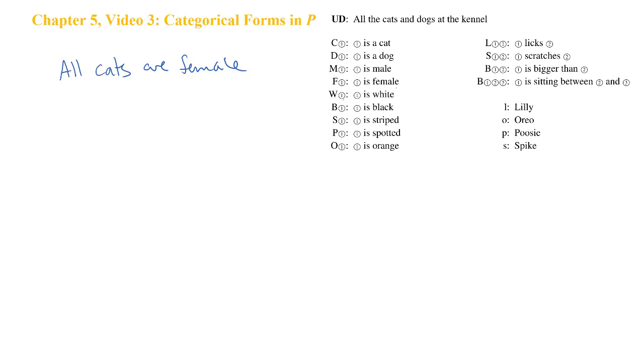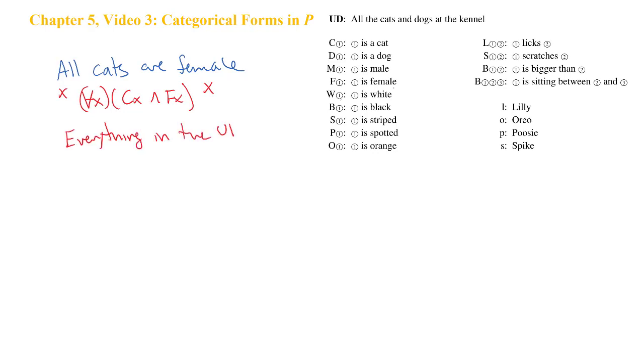One thing you might try, which is going to turn out to be a mistake, is the following. For all x, Cx and Fx. This actually is a mistake. It doesn't quite say what we want, but it's in the right direction. The problem is that this says everything in the universe of discourse, which of course includes the dogs, is a cat and female. And that doesn't say what we want. The simple sentence in blue is just all of the cats are female. Doesn't tell us anything about the dogs. Doesn't include the dogs at all.